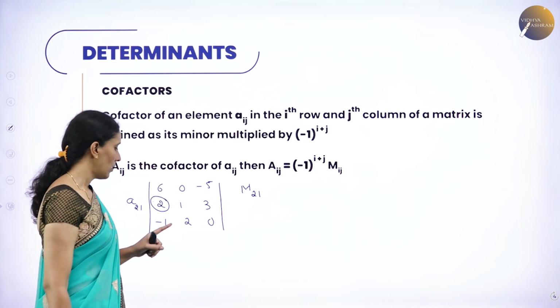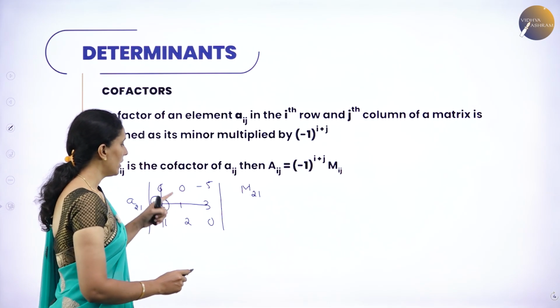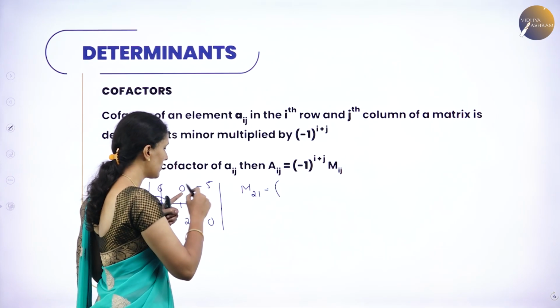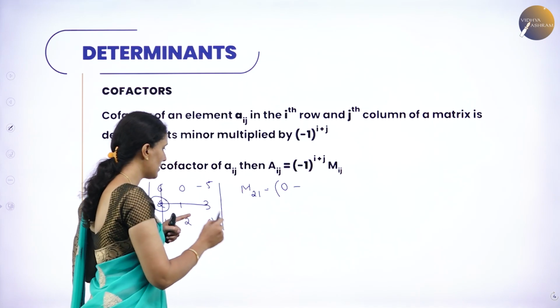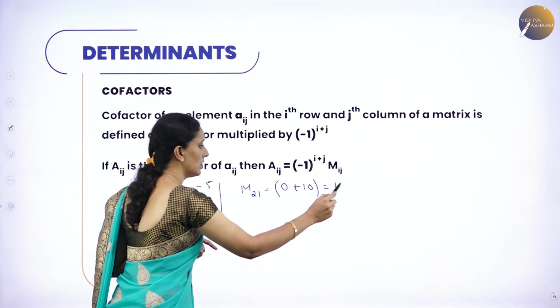M21. So this is the minor. Delete the row and the column containing 2, and the minor is 0 times 0 is 0, minus 5 times 2 is minus 10, which becomes plus 10. So this is 10.